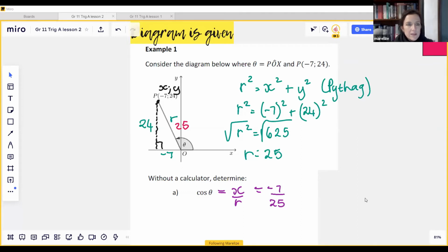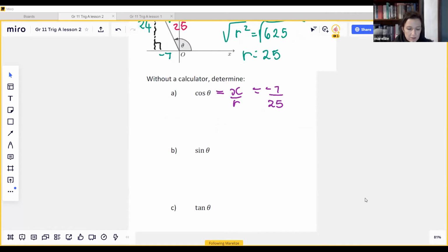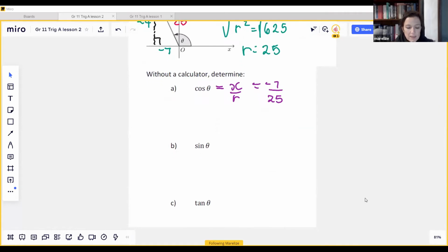Excellent, Valerie, Samuel. I see you put answers up for r. Good stuff. So there is cos theta, x over r. Please now carry on. See if you can manage on your own to do b and c: sine theta and tan theta.